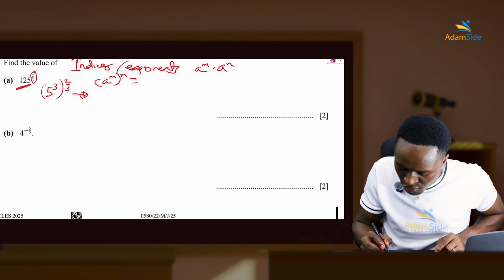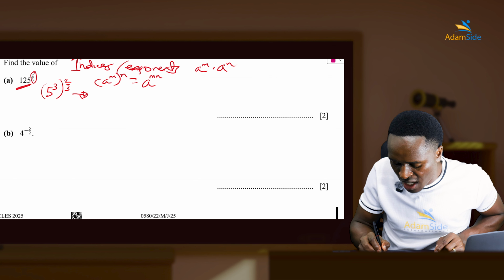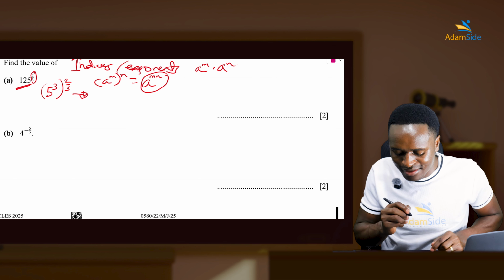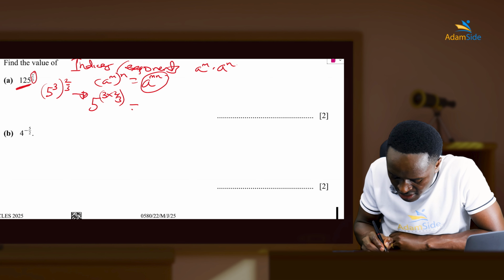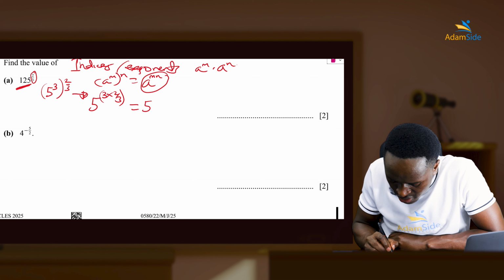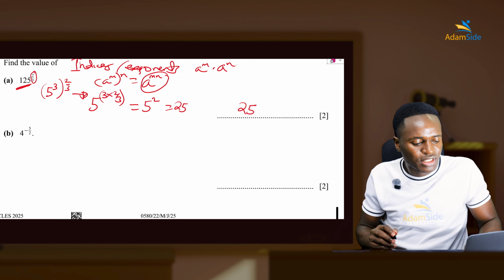When you open the bracket of powers, you keep the base the same and multiply the powers. So you have, this becomes your answer. So the same here, you will do this. You keep the base the same and multiply the powers. When you do that, it's 5. 3 power 2 over 3 is 5 power 2, which is 25. So our answer is 25. Then we go to the next question.